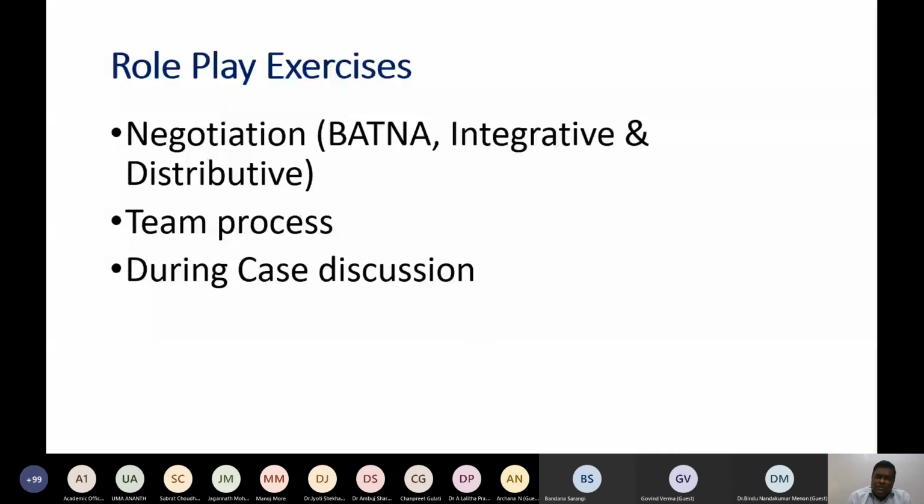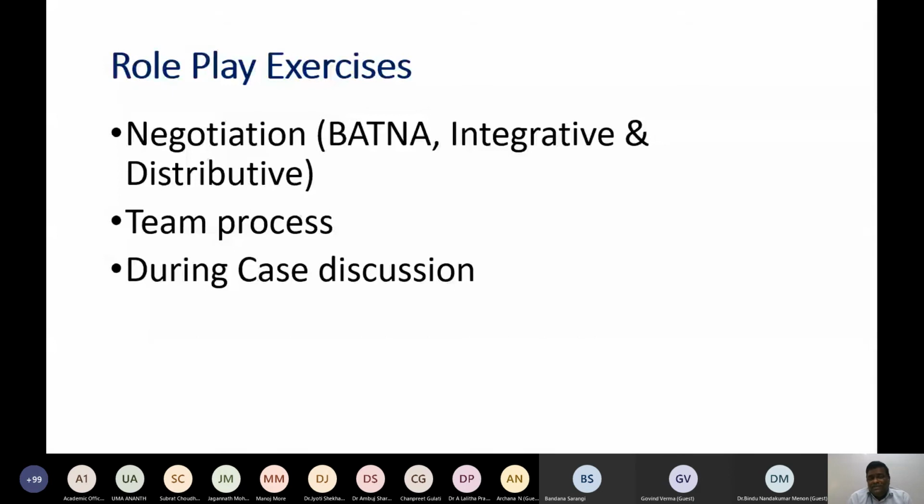Again, this has something to do with OD, organization development. We call that team process observation. There is an OD intervention called process observation. From there, we teach how you can behave in a team environment. Right? Role play can also be done during case discussion.